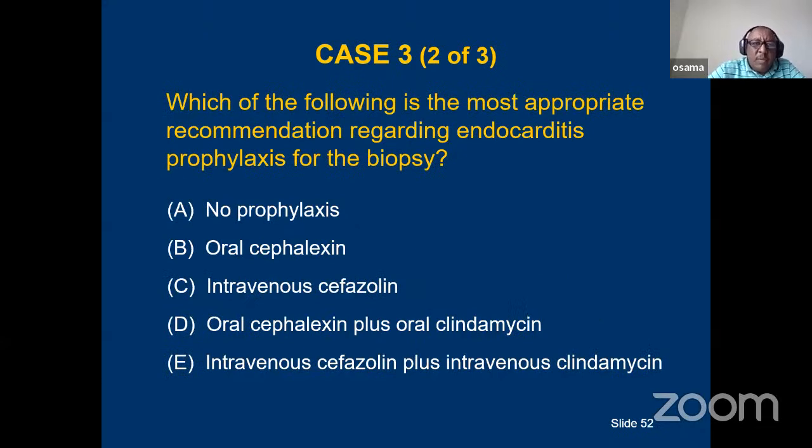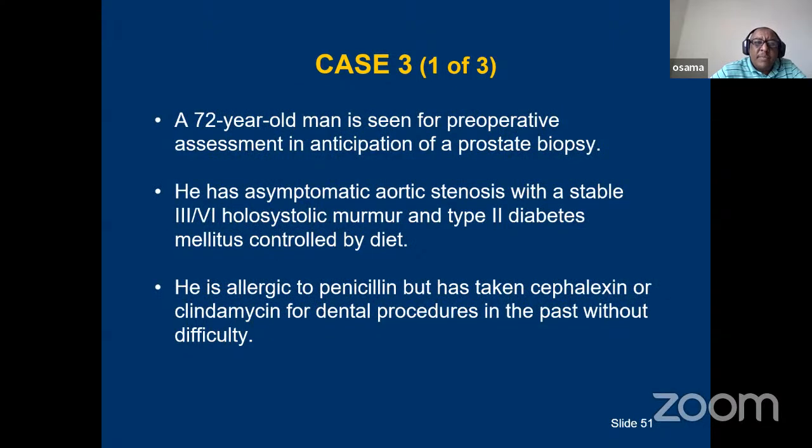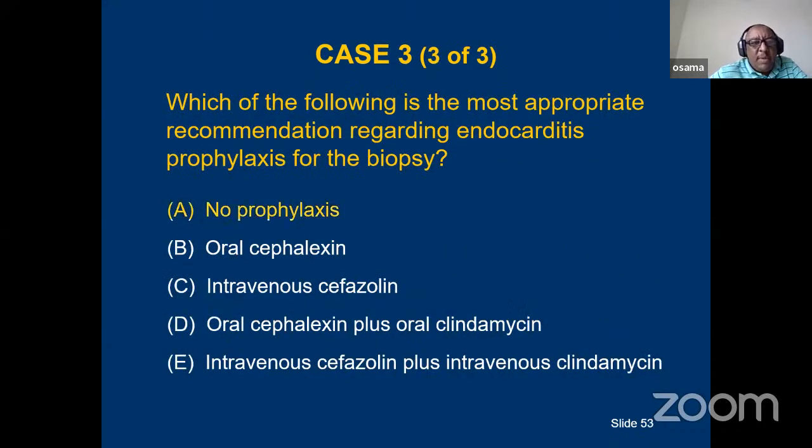Which of the following is the most appropriate recommendation regarding endocarditis prophylaxis for the biopsy? No prophylaxis, oral cephalexin, IV cefazolin, oral cephalexin plus oral clindamycin, or IV cefazolin plus IV clindamycin. He has asymptomatic aortic stenosis with a stable grade 3 murmur and type 2 diabetes mellitus. So the answer is no prophylaxis is needed.